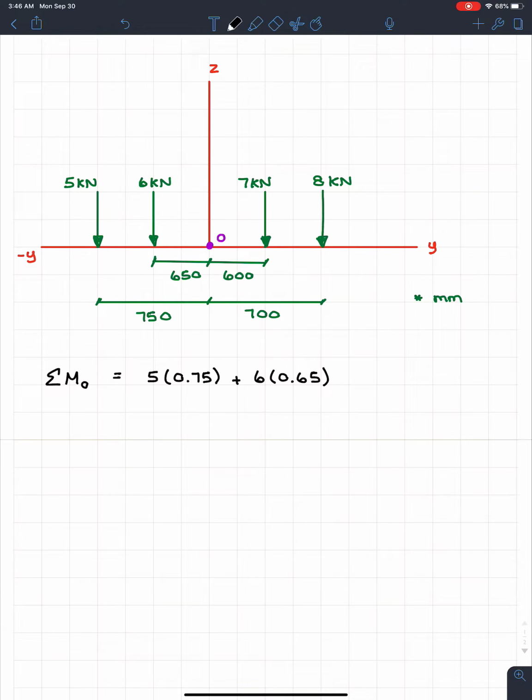And then that would also be a counterclockwise rotation, so that would also be positive. And we're going to have to go to the other side.